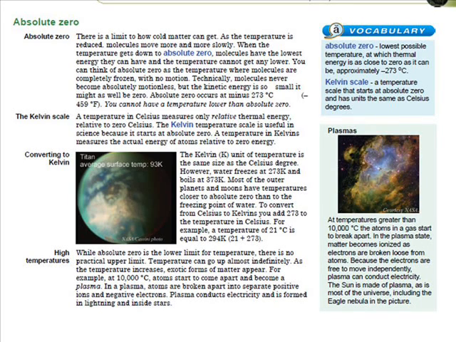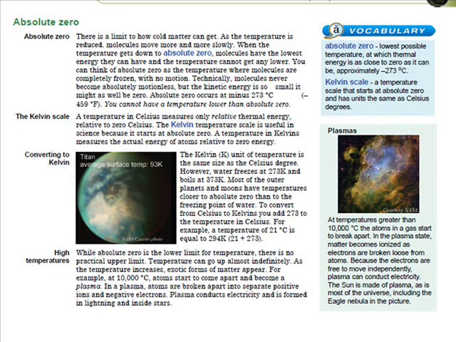The Kelvin temperature scale is useful in science because it starts at absolute zero. A temperature in Kelvin measures the actual energy of atoms relative to zero energy. The Kelvin unit, K, of temperature is the same size as the Celsius degree. However, water freezes at 273 K and boils at 373 K. Most of the outer planets and moons have temperatures closer to absolute zero than to the freezing point of water.